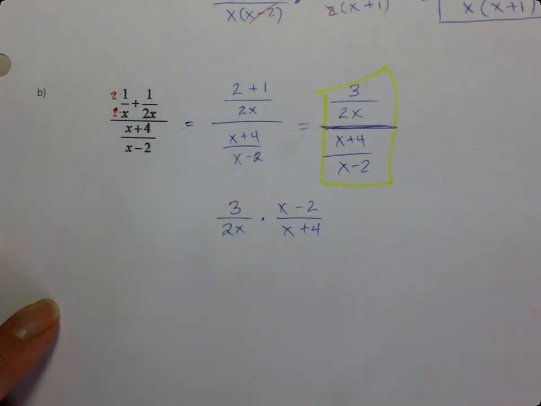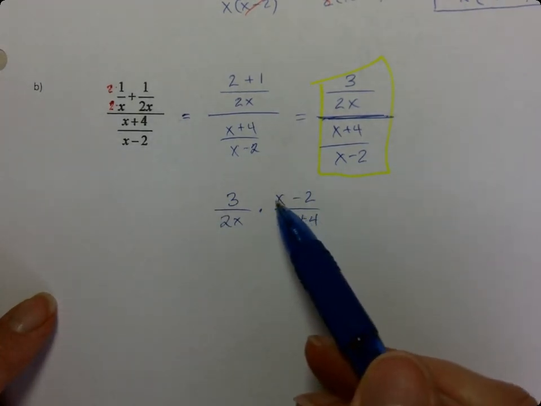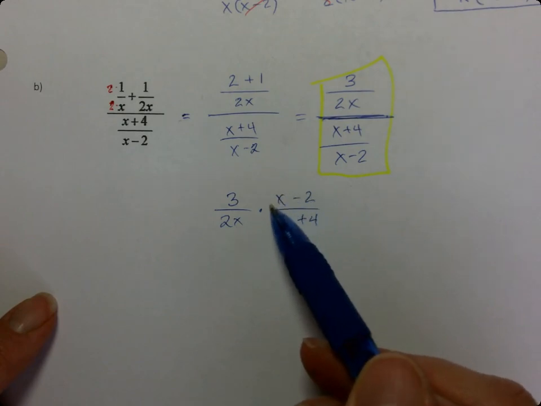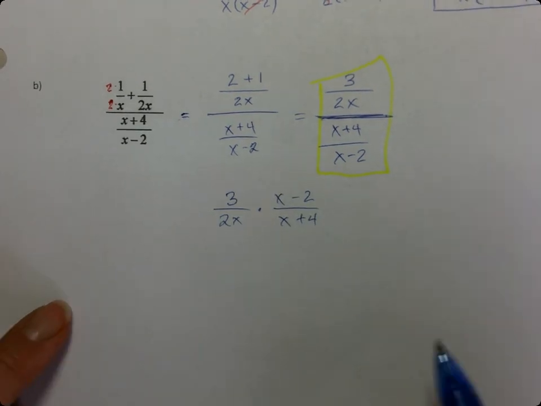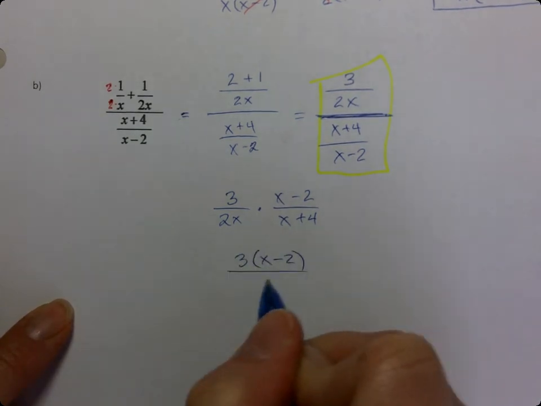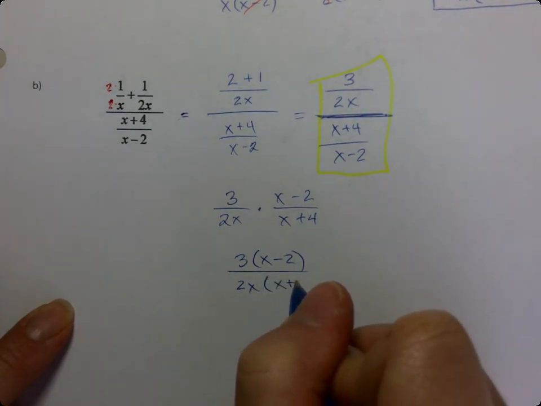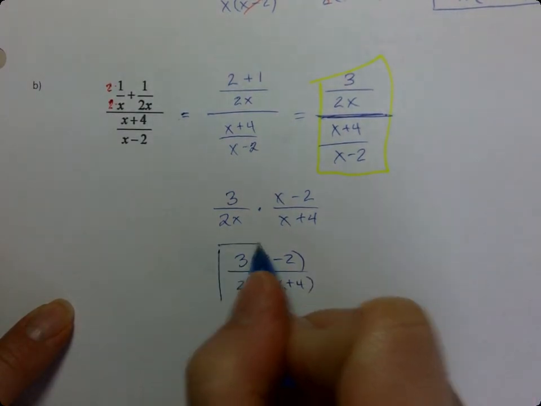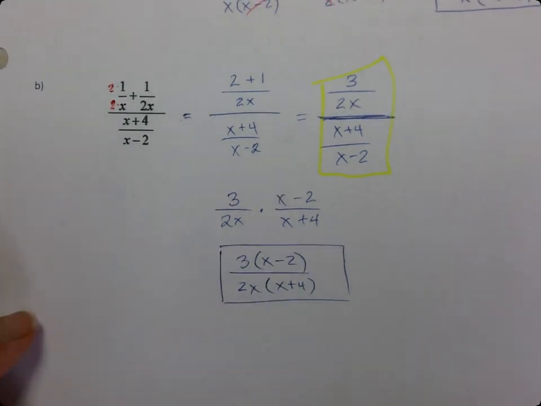Now, I think this is going to bother a lot of you, but nothing factors. You can't cancel this x and that x because x minus 2 is a piece. 2 times x is a piece. So nothing cancels. Final answer, 3 times x minus 2 over 2x times x plus 4. So make sure, even though nothing canceled, we put it together as a single fraction.